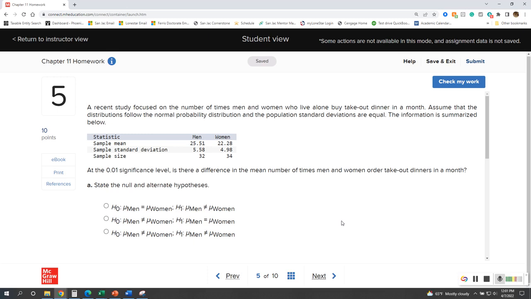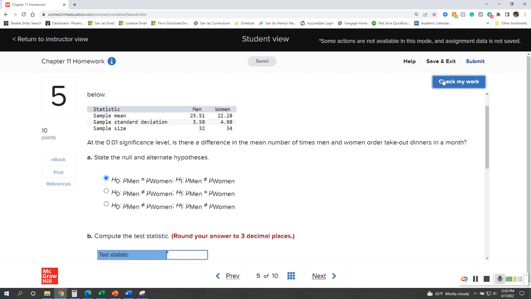At the 0.01 significance level, is there a difference in the mean number of times men and women ordered takeout dinners in a month? Okay. State your null and alternative hypothesis. We already know this. The null will always be equal. It will never have do not or no equal. Okay? And they're always opposite. So that would immediately mark out C. And B, of course, has it the opposite way. So that means our first one is correct.